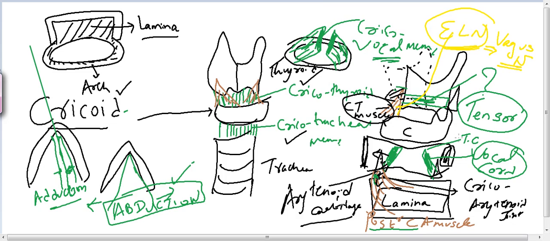So in summary, cricoid means a ring-like. It is like a ring, like cartilage. It's a hyaline cartilage. Anterior narrow portion is called the arch. Posterior broad portion is called the lamina. These are the various attachments of the cricoid cartilage.